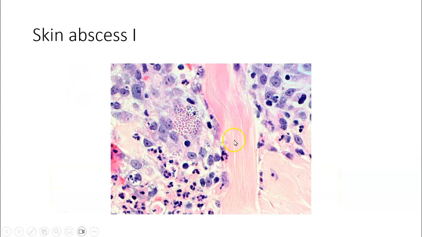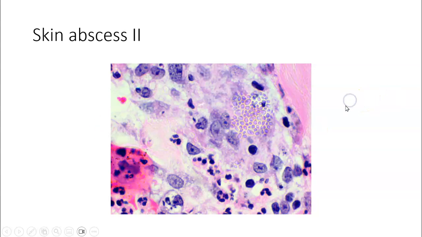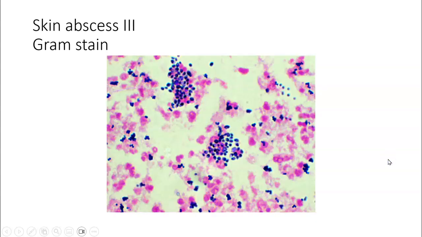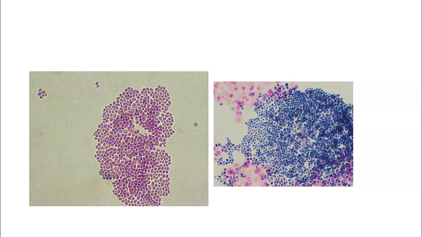Now, this is a case of a skin abscess, and this patient had diabetes and had a carbuncle or a chronic abscess in the skin. So we can see that there are some macrophages, neutrophils, and there is this little cluster of organisms here. And the question is, is this real or is it a contaminant? The Gram stain actually showed positive staining, and it was a little bit challenging because there was also background inflammation. However, this is one of the best clues.